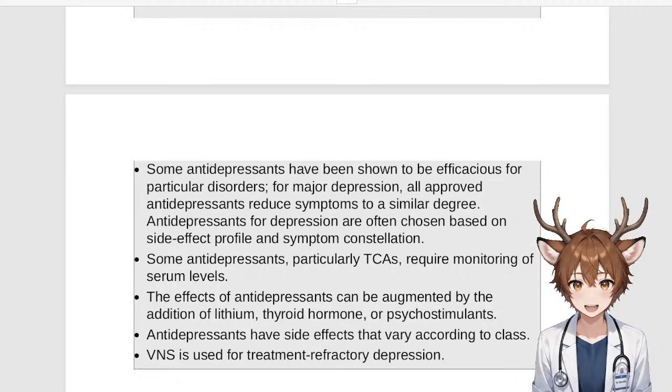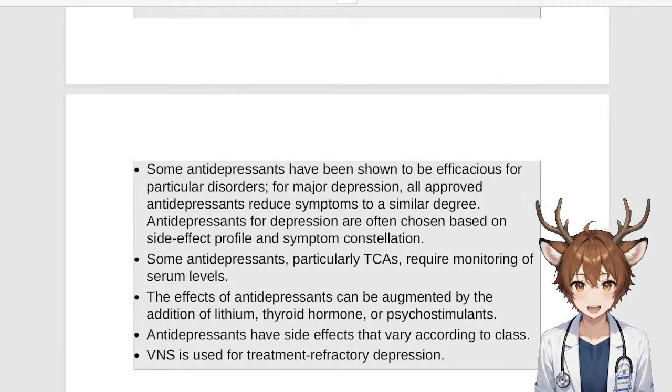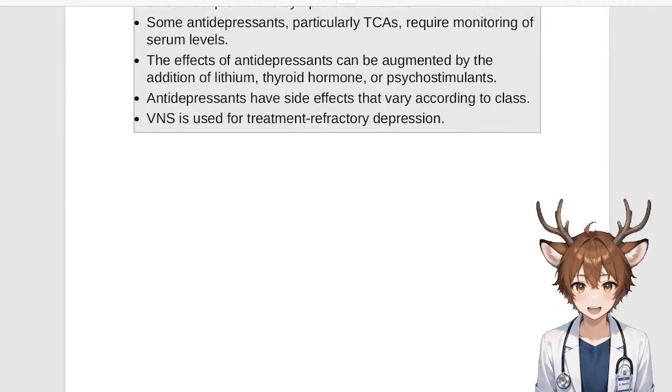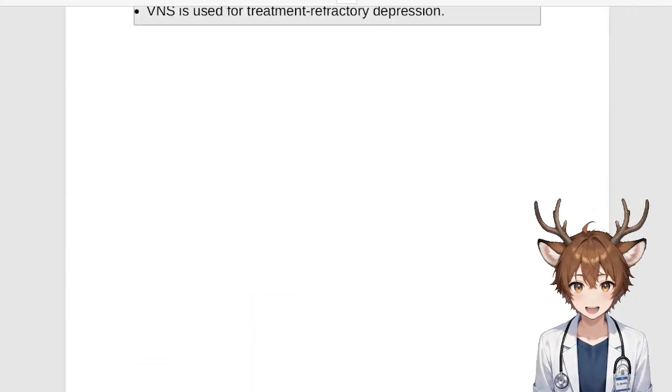Antidepressants have side effects that vary according to class, and vagal nerve stimulation is used for treatment of refractory depression. So that is the end of our chapter 12, on antidepressant medications.